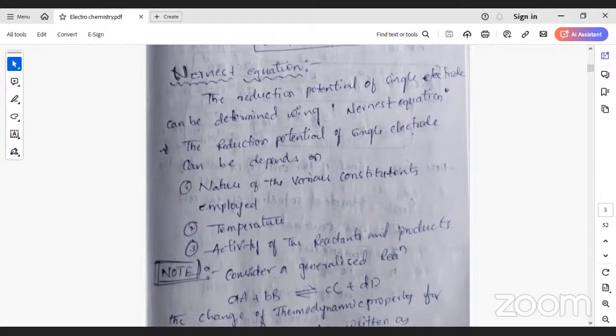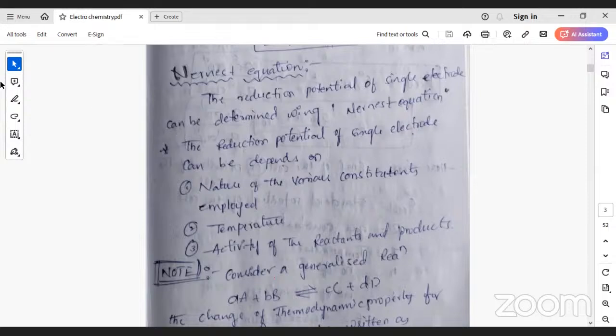Nernst equation means the reduction potential of a single electrode can be determined using the Nernst equation. As we discussed, the reduction potential of zinc is 0.76 and the reduction potential of copper is 0.34. Those reduction potentials can be determined with the help of the Nernst equation. With that derived equation, we'll see how we get the reduction potential of the electrodes.